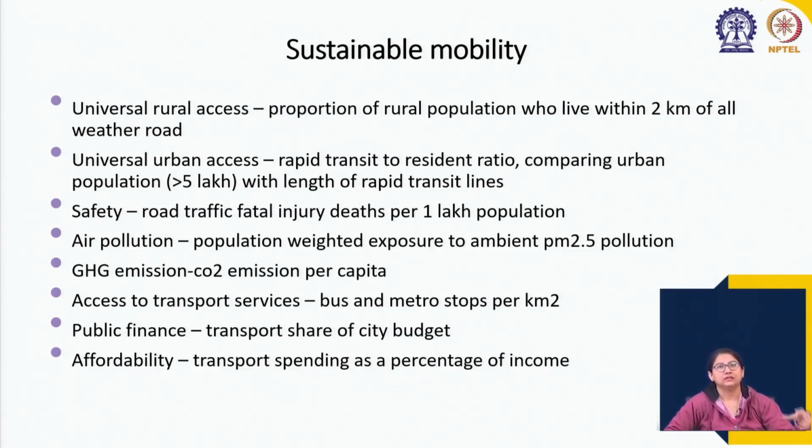So, we have a factor such as universal rural access, which looks into the proportion of rural population who live within 2 kilometers of an all weather road. Similarly, in case of universal urban access, it considers other sub factors such as rapid transit to resident ratio and comparing urban population of over 5 lakh who live within certain lengths of rapid transit lines. Safety is a major factor.